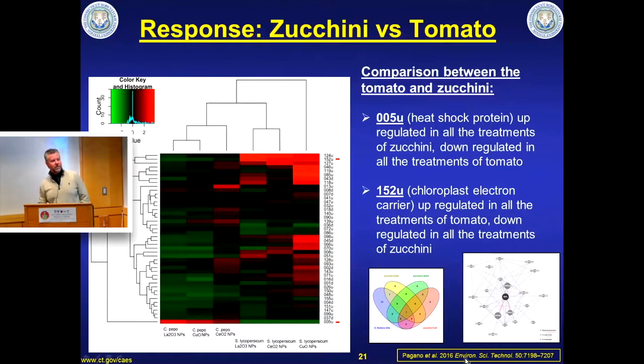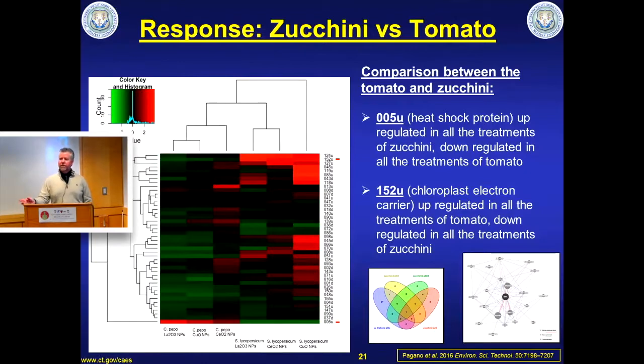So this is just 35 of the 70 genes. So this is how zucchini responded to copper oxide nanoparticle exposure. And then this is tomato. So in the tomato, you see a completely different response, much more upregulation than you get with zucchini. And we saw similar differences based on the particles as well. So then the obvious question is, how important is the response as a function of size?